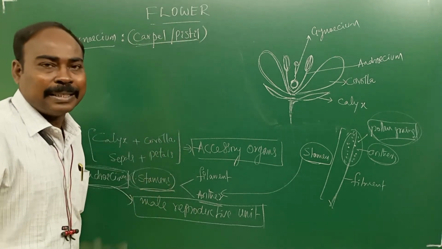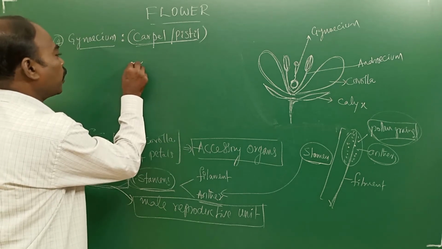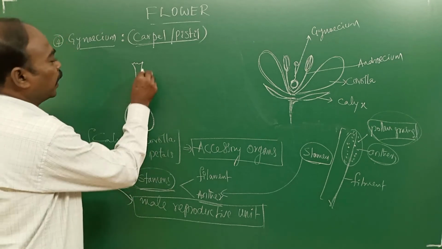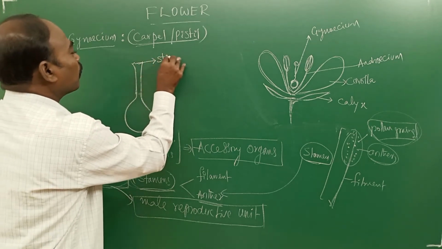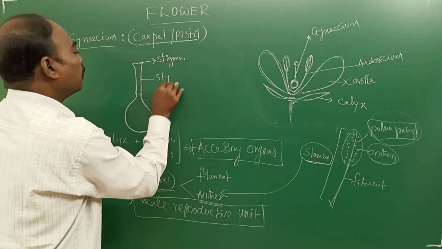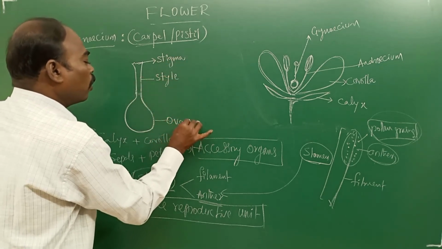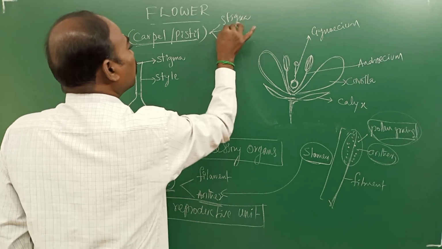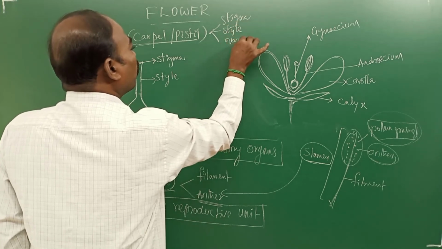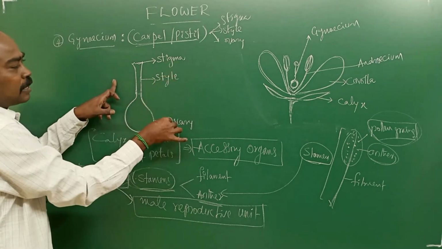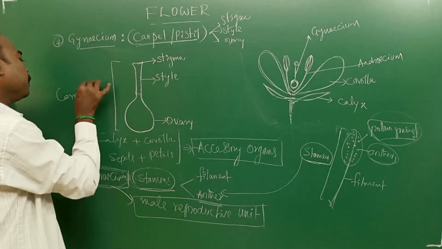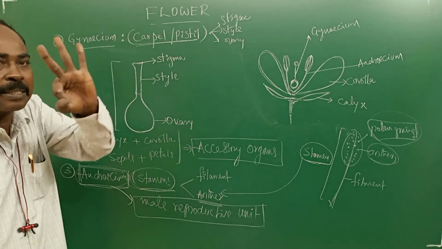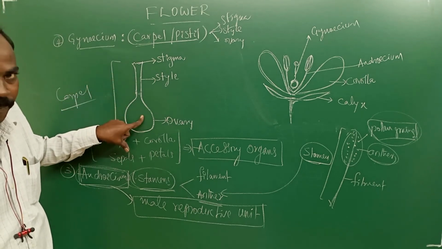A carpel or pistil has three parts: stigma, style and ovary. Stigma, style, ovary are the three parts in a carpel. Do you understand? So one carpel has three parts: stigma, style, ovary.